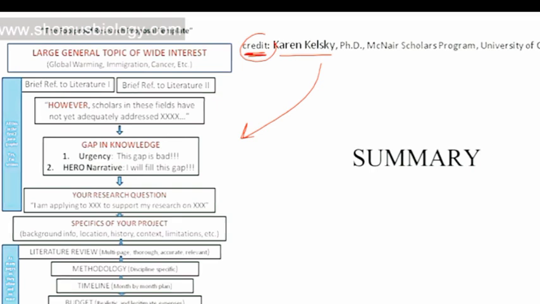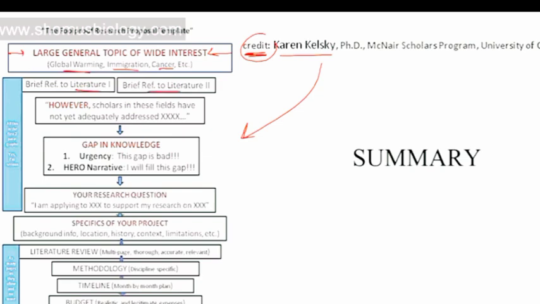So it says that the flow, like a foolproof research proposal template, starts with a general topic of wide interest. So you need to put a topic which is of wide interest, like global warming, immigration, cancer, etc. You continue with the literature review. What she said here: however, the scholars in this field have not yet adequately addressed that. So you need to mention that these are the research that is already being conducted, but these portions are still blank and left to be explored.